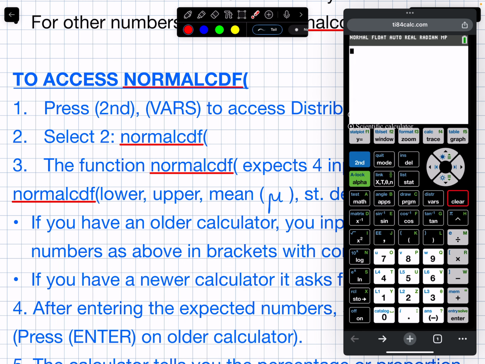You'll press the second button in the top left. And can you see the vase button underneath the arrows? In blue, it says distr. What do you reckon that stands for? Distribution. Okay, so you press that.